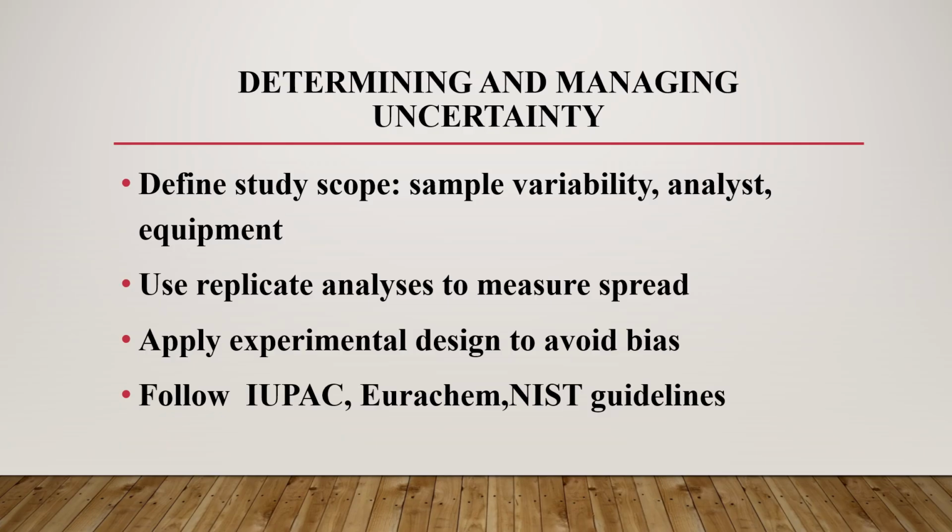To avoid bias, we use experimental design. For example, if 4 analysts use 2 instruments, each should use both tools equally. Organizations like IUPAC, Eurachem, and NIST provide guidelines to ensure statistical rigor. This process helps us quantify uncertainty and improve confidence in our results.